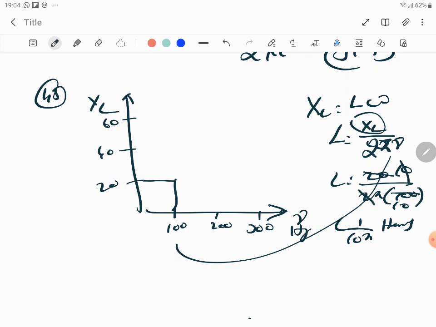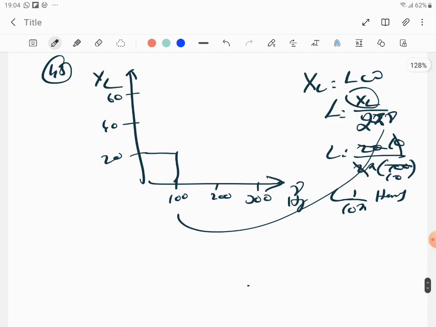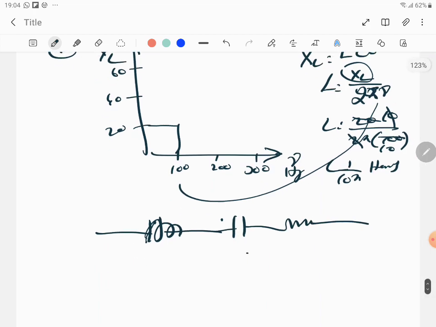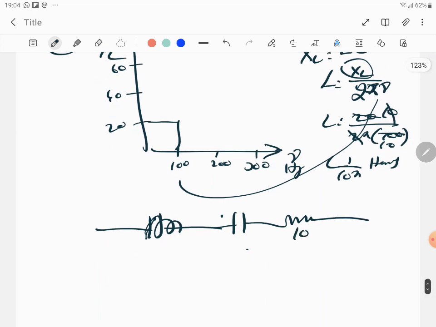Yes, 1 by 10 pi Henry. Done. Next part: when this inductor is used in series with a capacitor of unknown value and a resistor, you have an LCR circuit in which the resistor is of 10 ohms. At 300 per second, which means frequency, because the reciprocal of time period, 1 by T, is equal to frequency. Therefore, you should understand that what has been given is nu.